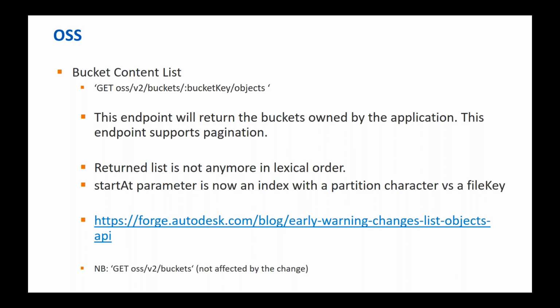On OSS, you can also get the list of buckets attached to your key. This endpoint is not affected by that change, even though it has the same paradigm, which is that it has a startAt parameter. So this one is not affected. It's only when you get the list of items in a bucket that you may have to go into your code and check that you are safe.